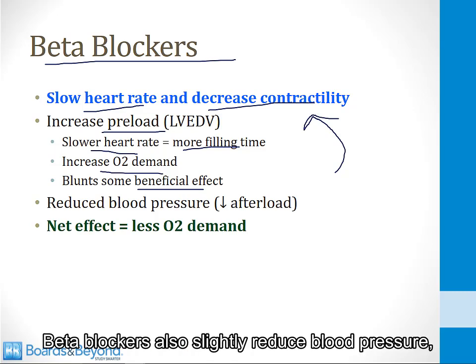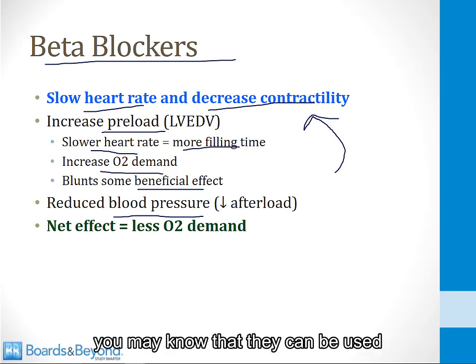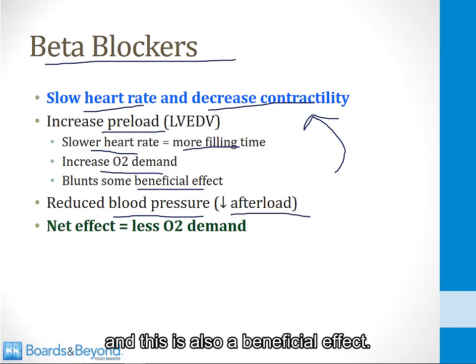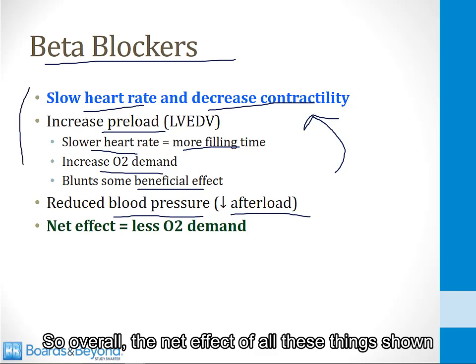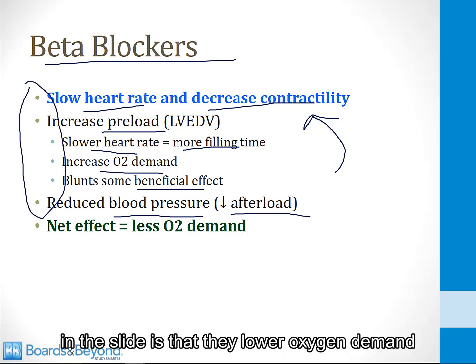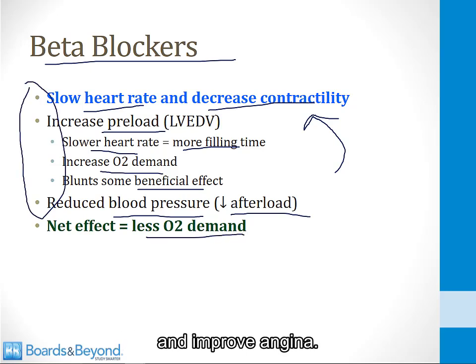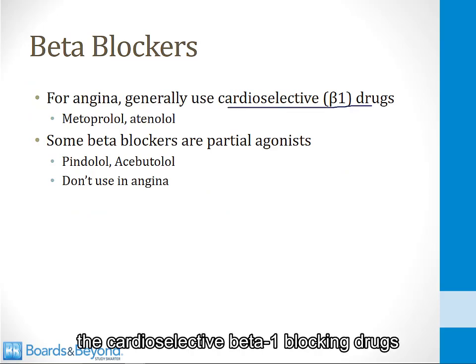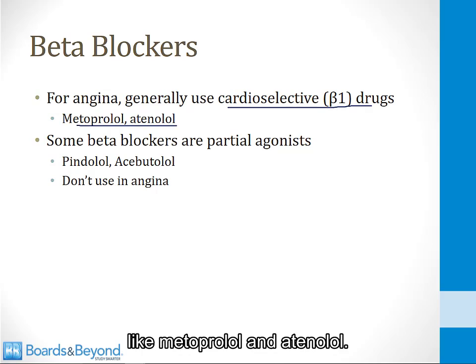Beta blockers also slightly reduce the blood pressure. You may know that they can be used as drugs for hypertension, so by lowering the blood pressure, they reduce the afterload on the left ventricle, and this is also a beneficial effect. So overall, the net effect of all of these things shown in the slide is that they lower oxygen demand and improve angina. For angina, we generally use the cardioselective beta-1 blocking drugs like metoprolol and atenolol.